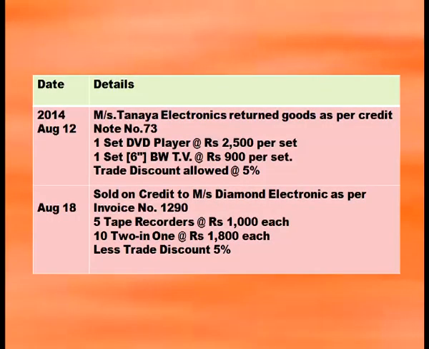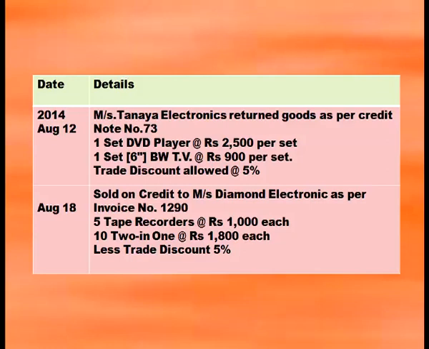Here, this is a continuation of the previous question. Messrs Tanya Electronics returned goods. So, this is recorded in the sales returns book. And one transaction sold on credit to Messrs Diamond Electronics. This should be recorded in the sales book. One item in the sales returns book and another item in the sales book with trade discount. In both the transactions, trade discount is there, so it should be deducted.